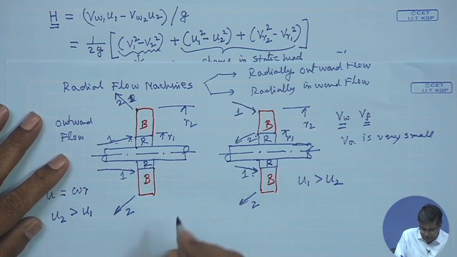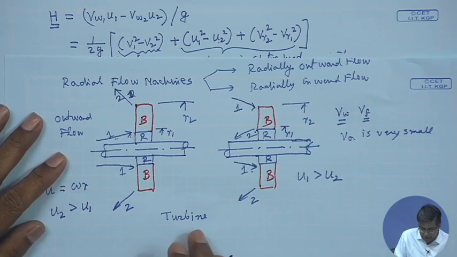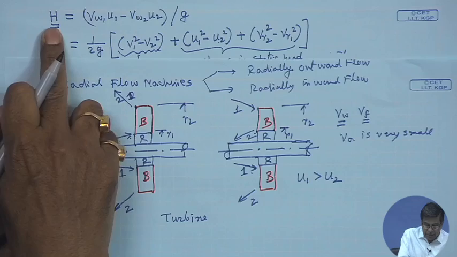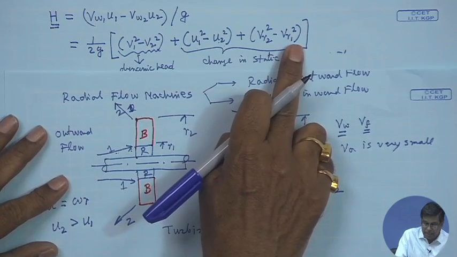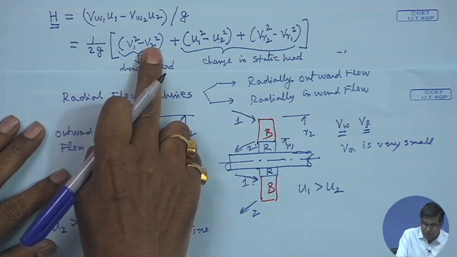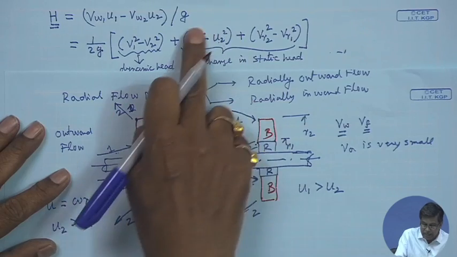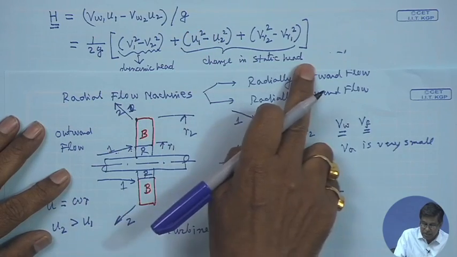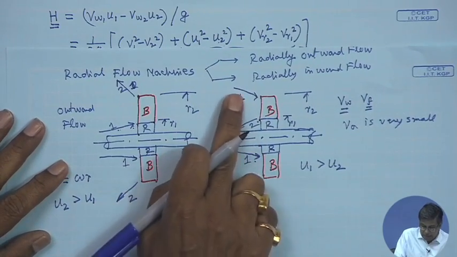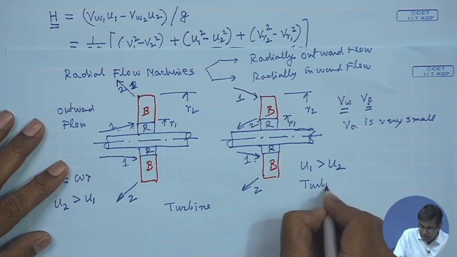Now, consider a turbine. In case of a turbine, we want this term to be positive, because turbine head is delivered by the fluid, and this is the expression for head delivered by the fluid. So, this is positive. In a turbine, V1 is more than V2, as I have told. So, if you have a positive contribution from the centrifugal head, which is manifested in terms of static head, U1 has to be more than U2. Therefore, for a turbine, this will be radially inward flow.